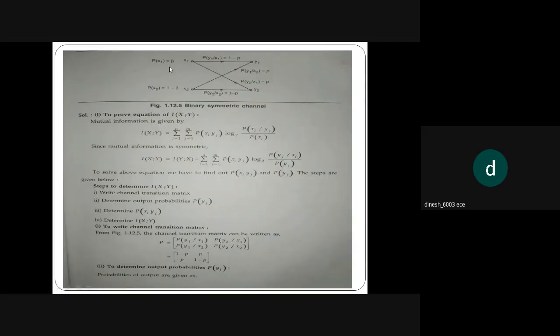Then you can see that we are getting this equation. So this is alpha and this is 1 minus alpha. So we'll be getting the probabilities. This is how to determine P of y1, P of y2, which in general we call P of yj. Both are determined.